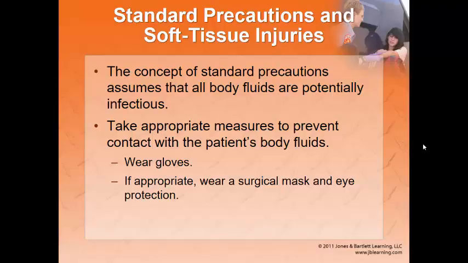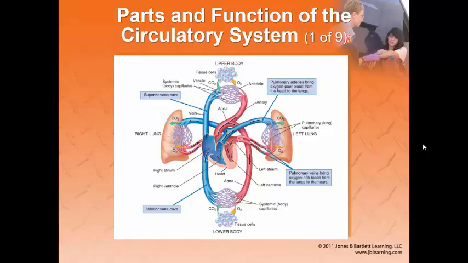Double gloving. Wearing 2 pairs of gloves. If you get the outside pair of gloves contaminated, you take those off. You've got a clean pair of gloves underneath without having to actually change gloves. Just a little review of the parts and function of the circulatory system.